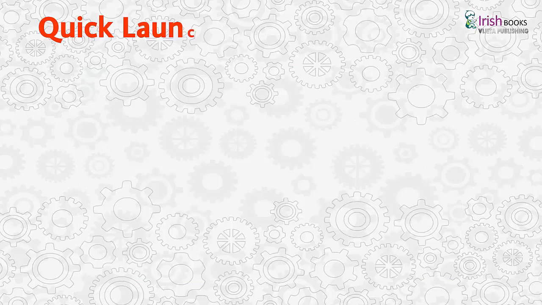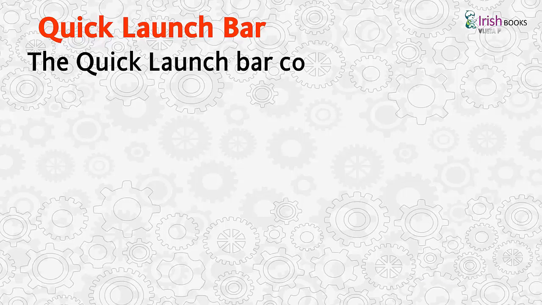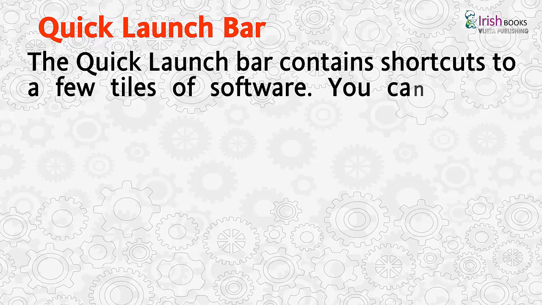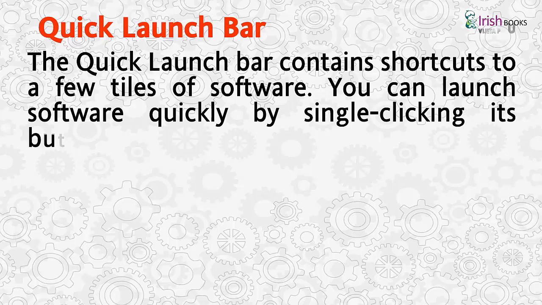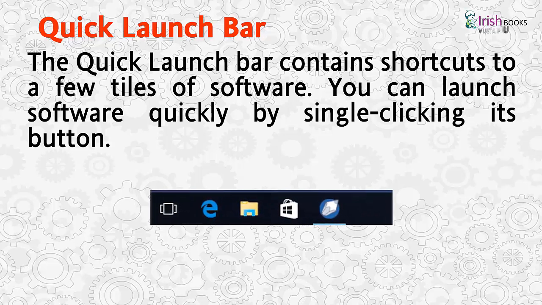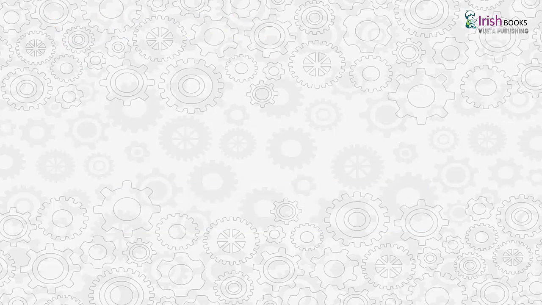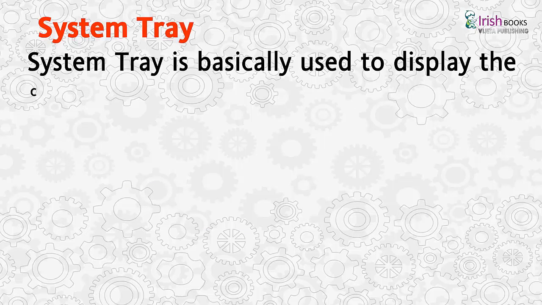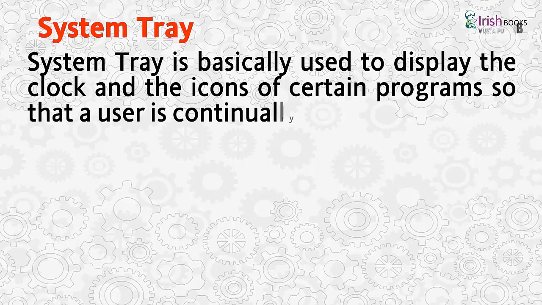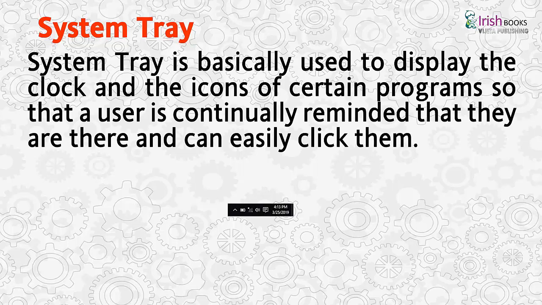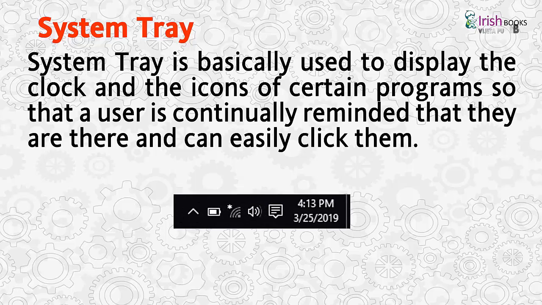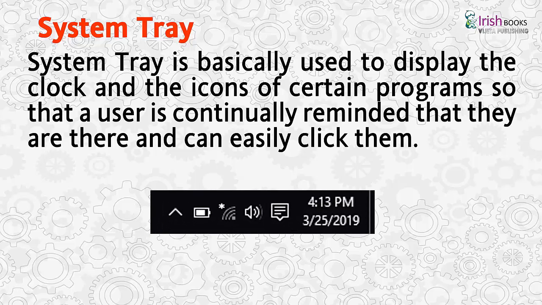Quick Launch Bar. The Quick Launch Bar contains shortcuts to a few tiles of software. You can launch software quickly by single-clicking its button. System Tray. System Tray is basically used to display the clock and the icons of certain programs so that a user is continually reminded that they are there and can easily click them.